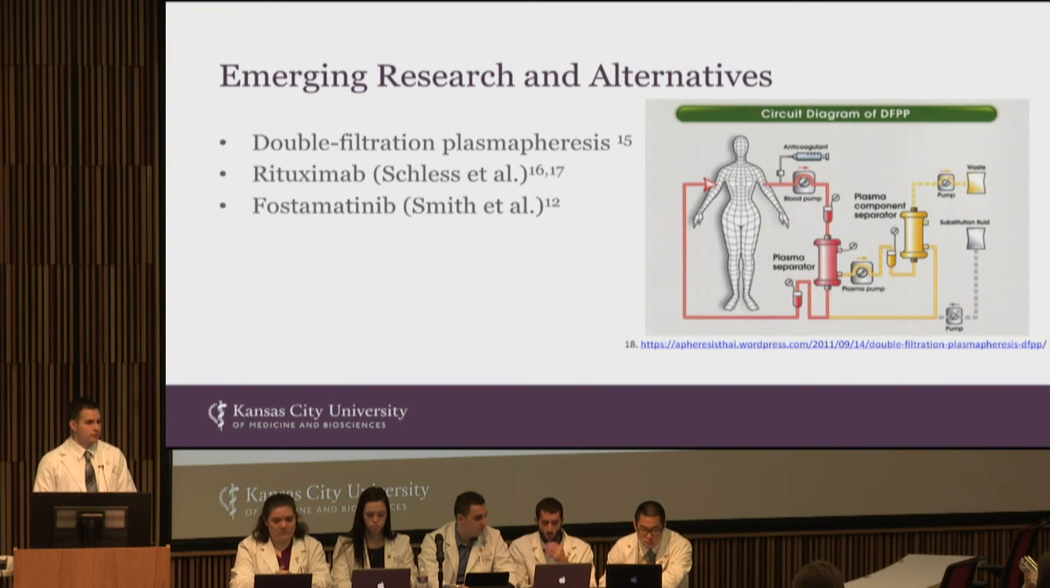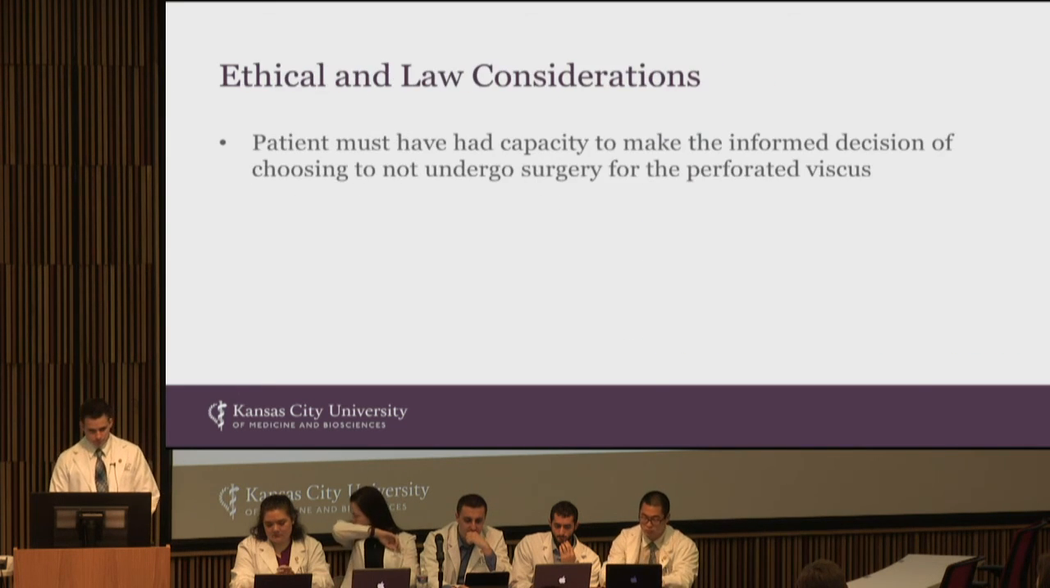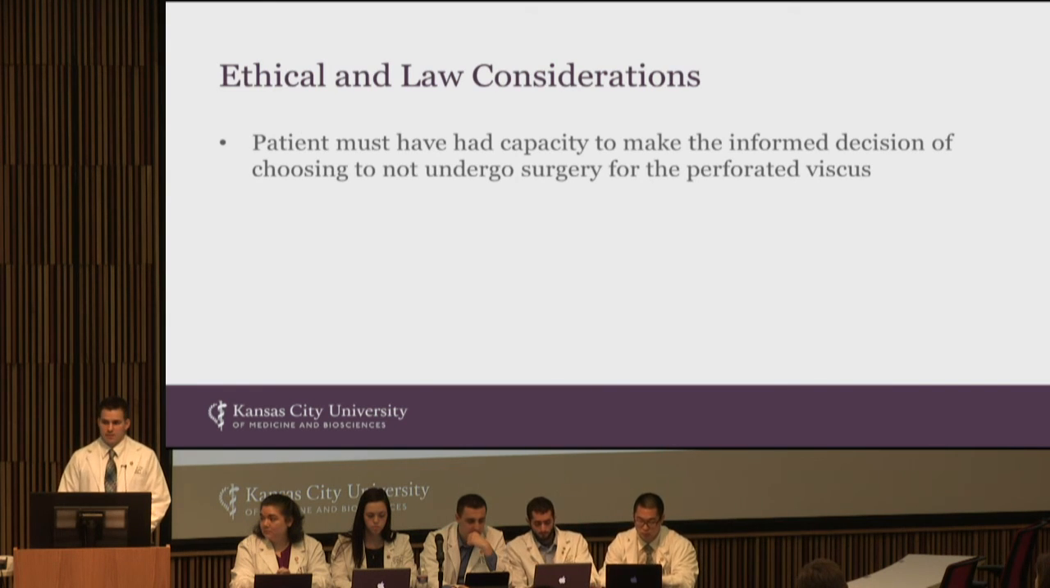Fostamatinib is in phase 2 of its clinical trials and has been shown to completely remove anti-GBM antibodies. However, it has not been tested in rapidly progressive glomerulonephritis. For the ethical and legal considerations, our patient must have had the capacity to make the informed decision of choosing to not undergo surgery for his perforated viscus.